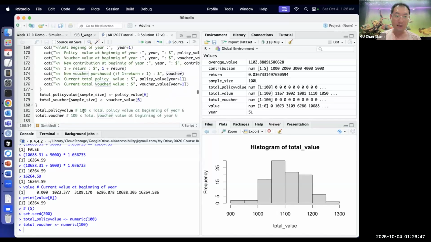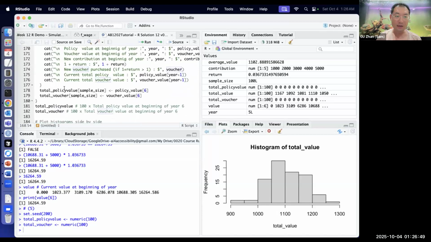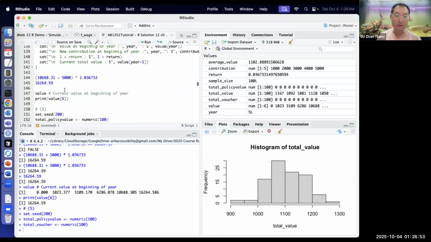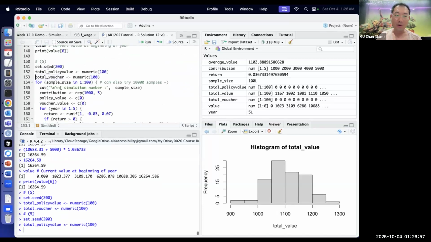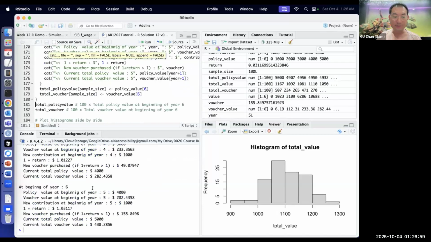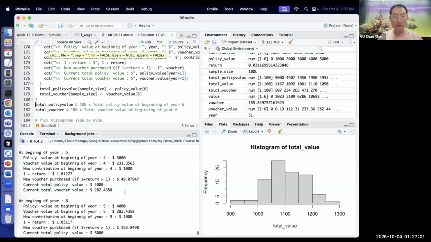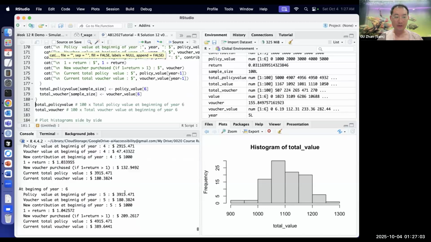The voucher at the beginning of the year, policy voucher. Okay, so let's just run it. We run it, then at the end of it, you can have the total policy value. So this is pretty complicated. You need to build it one by one with a few debugs. Okay, so now these are the results you are seeing.